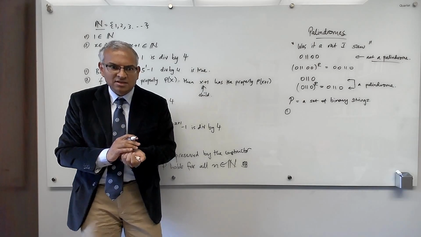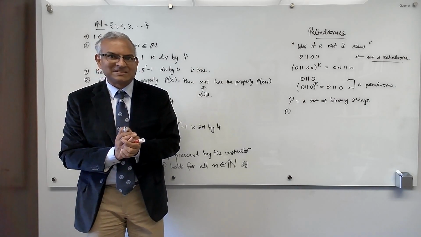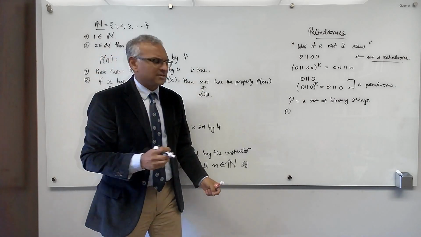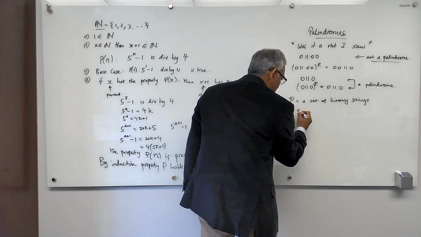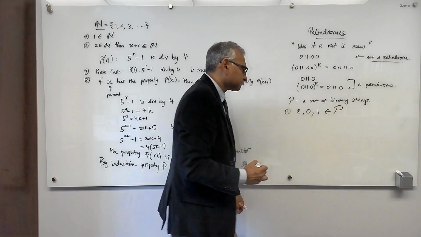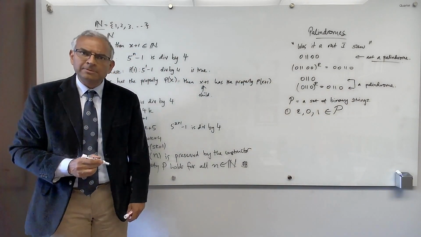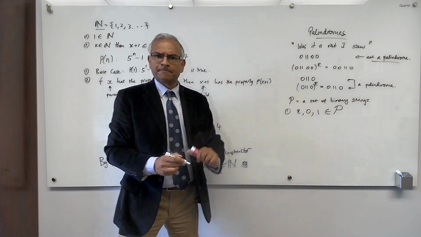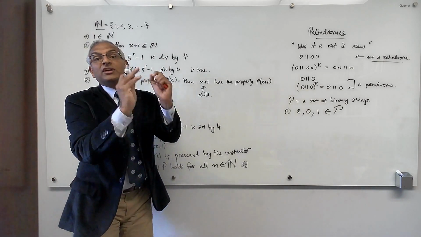Now, this is a case where I'm going to have 3 base cases. So far, we've only seen 1 base case. So 3 base cases: epsilon, 0, and 1 are all in my set. 1, 2, 3. There are going to be 2 constructor rules.